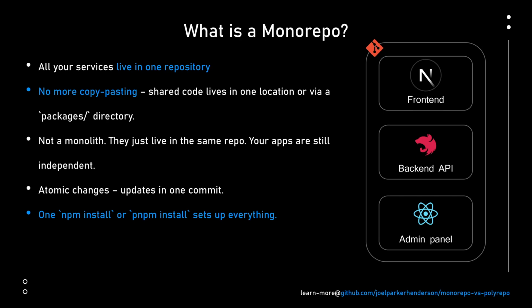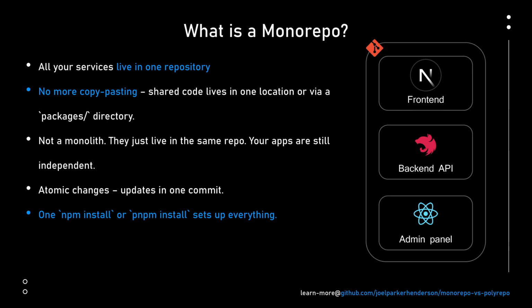It's not a monolith. They just live in the same repo. Your apps are still independent. Sometimes people are confused about what a monorepo is and what a monolith is. An example of a monolith is maybe Next.js. It's a monolithic framework because it's full stack: it has back end and front end. Laravel, for those who are familiar with it, is also a monolithic framework. But we are talking about monorepo, so we are talking about services in one repository.